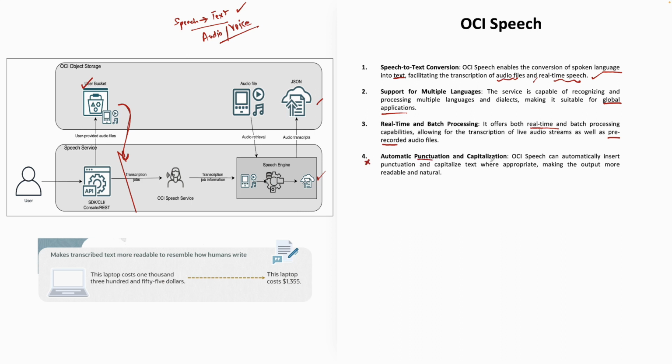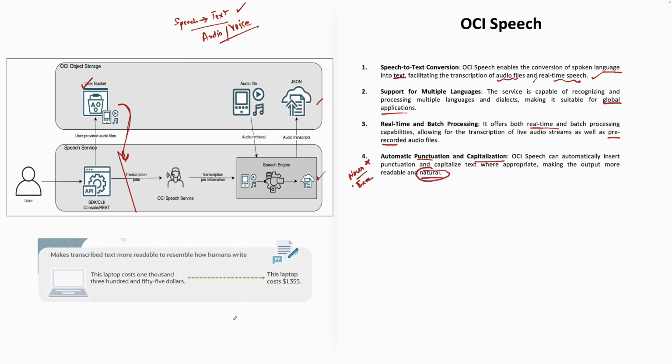And a very important point, guys. It allows SPAG, which is spelling, punctuation, grammar. So here we are talking about punctuation and capitalization. OCI Speech can automatically insert punctuation and capitalize the text where appropriate. So it understands that if it is a noun, a noun should be capitalized. If you have a full stop, the next letter after a full stop would start with a capital. Let's say, there, there was. So all it is saying is that it will automatically do punctuation and capitalization for you where appropriate, to make it more readable and natural.